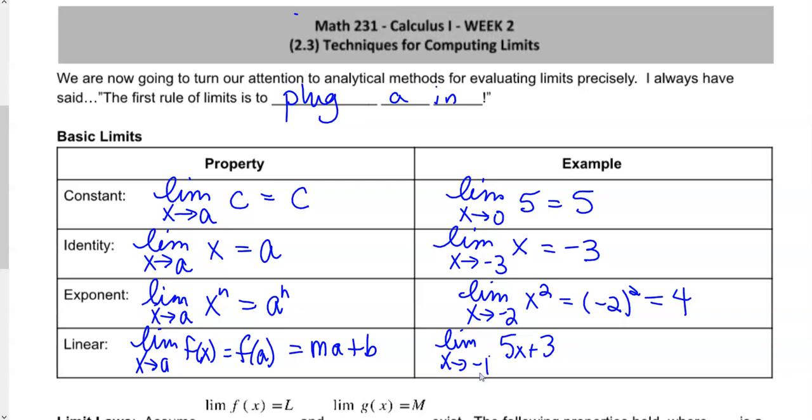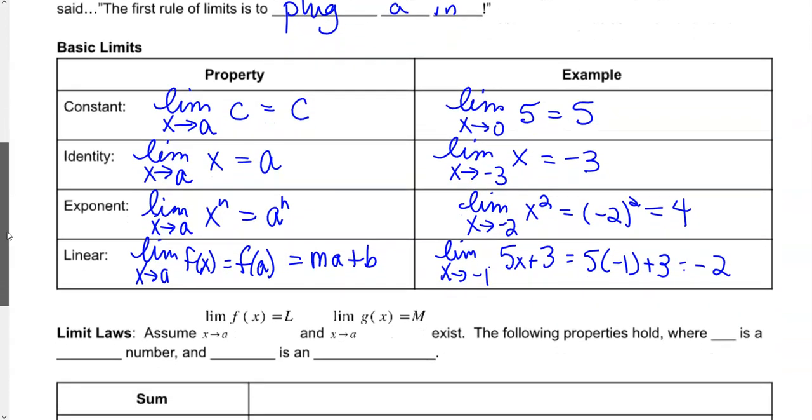So I'm going to take this a value and plug it in for x and figure out what that value is. I get 5 times negative 1 and add 3 after that, by the order of operations. Therefore, this is equal to negative 2. Multiply, you get negative 5. Add 3 gives us negative 2. Okay, so those are your basic properties.